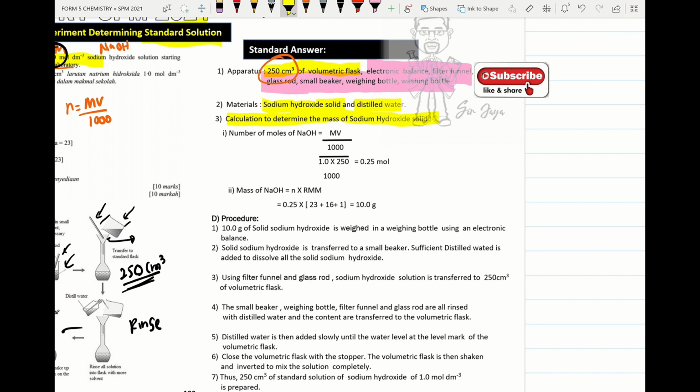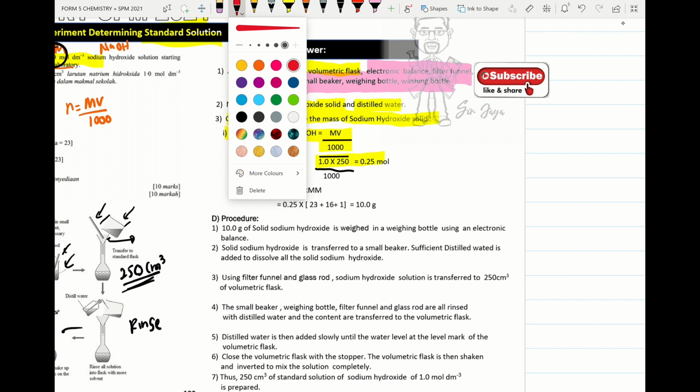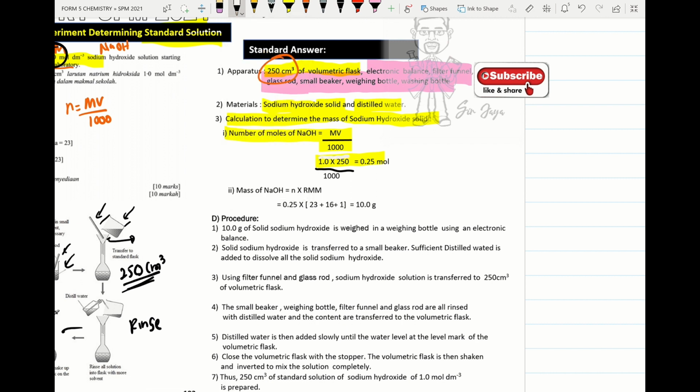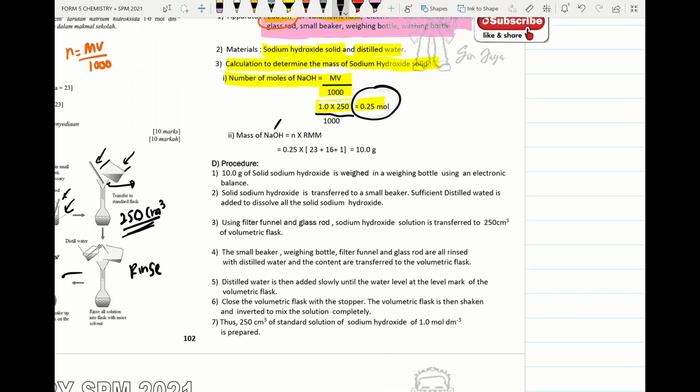For the calculation to determine the mass of solid sodium hydroxide, we use number of moles = MV over 1000. We apply it in the formula. We try to find the number of moles; the number of moles given is 0.25. Then next, for the mass of the solid sodium hydroxide, we use n = m over molar mass. So we apply, and we get 10.0 gram.